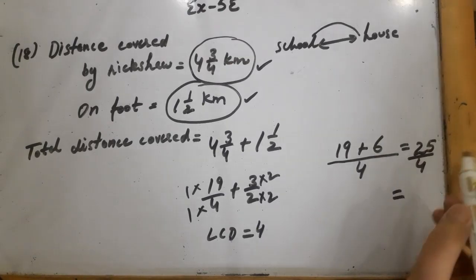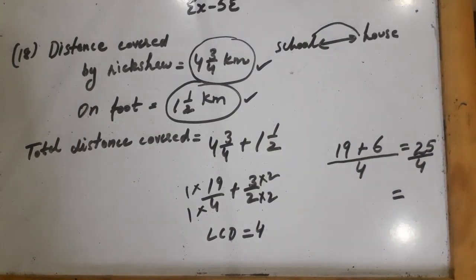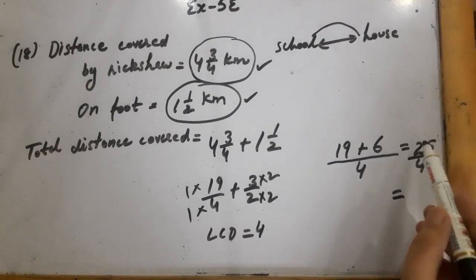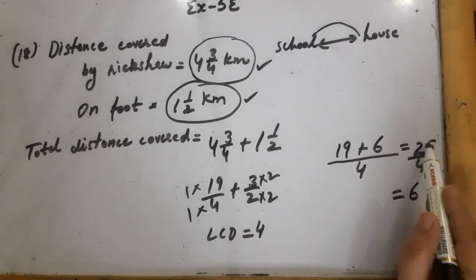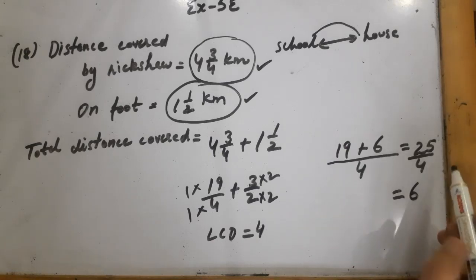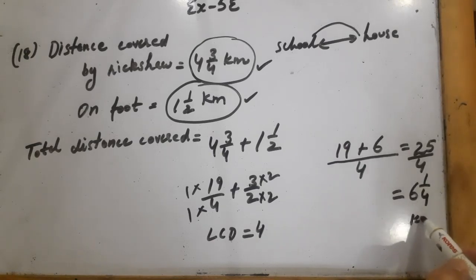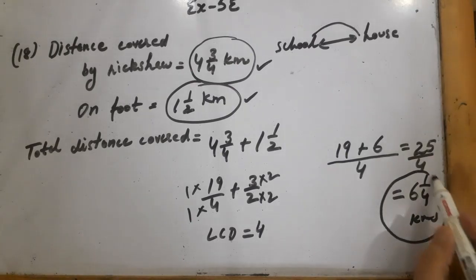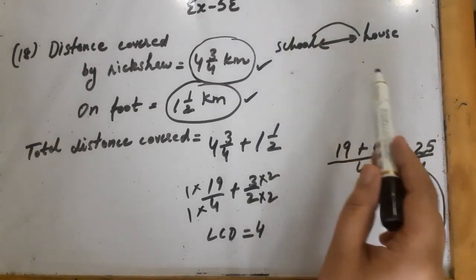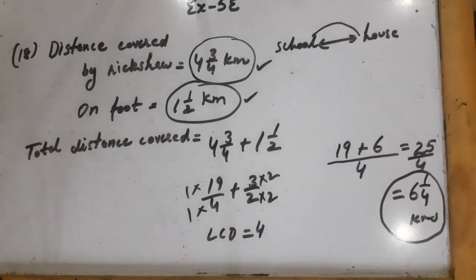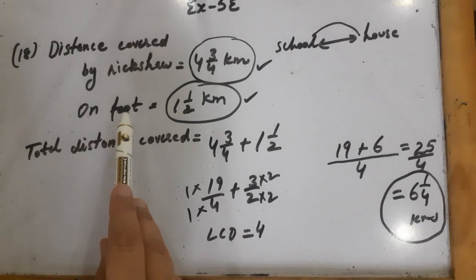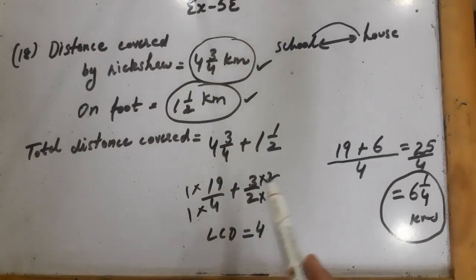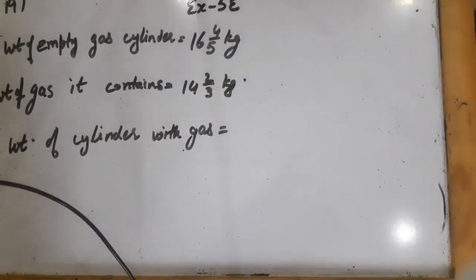Now 25 by 4. Now you convert this improper fraction into a mixed fraction. So 4 6s are 24, and how much is left? 1 by 4 kilometers. So this is the distance of his house from the school. So what we did, we added the distance covered by rickshaw and the distance covered on foot, and that is the distance of his house from the school. Now look at the next question.